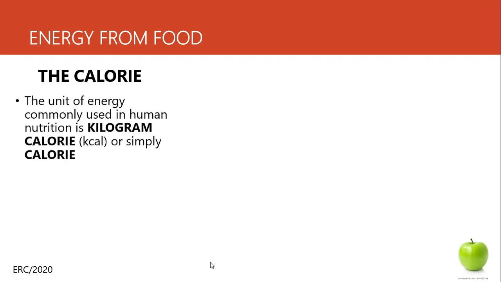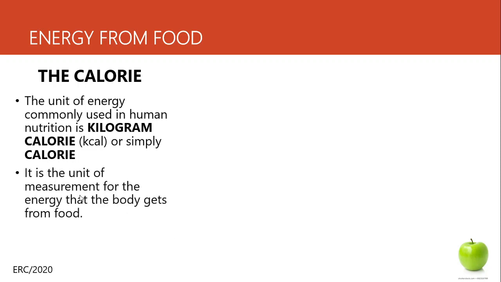Okay, energy from food. Let's talk about the calorie. Calorie is the unit of energy commonly used in human nutrition, or the kilogram calorie, kcal, or simply calorie. It is the unit of measurement for the energy that the body gets from the food. 1000 small calories is equal to 1 kilocalorie or Calorie.